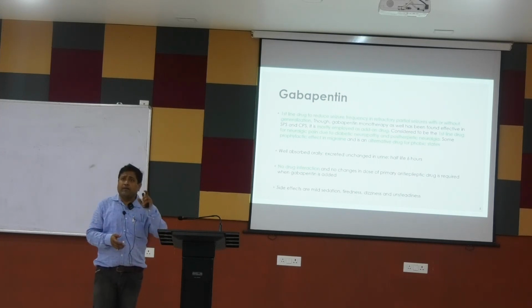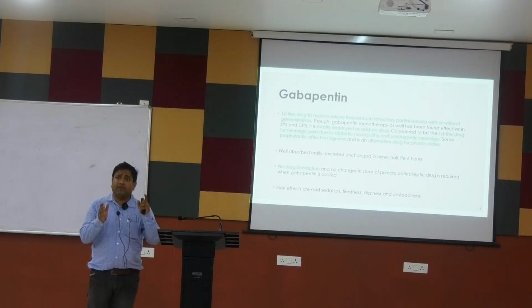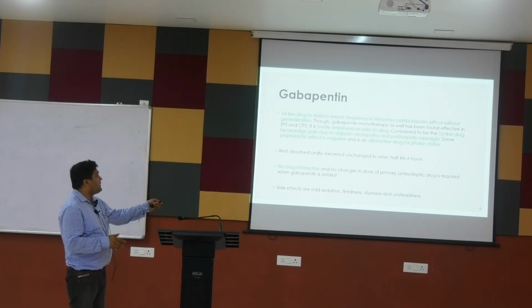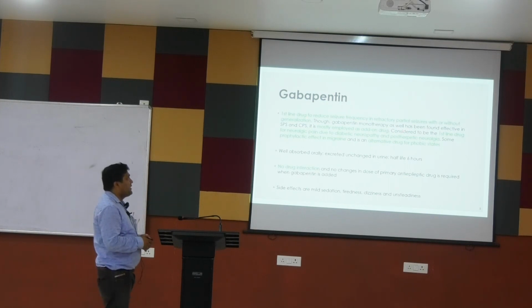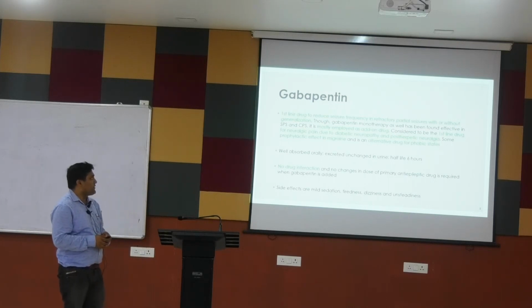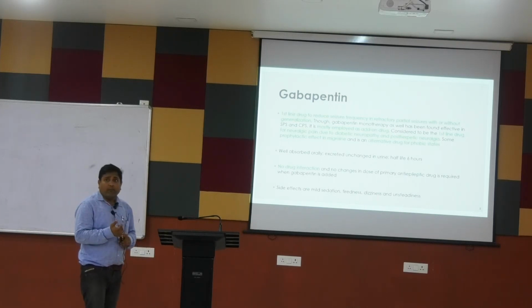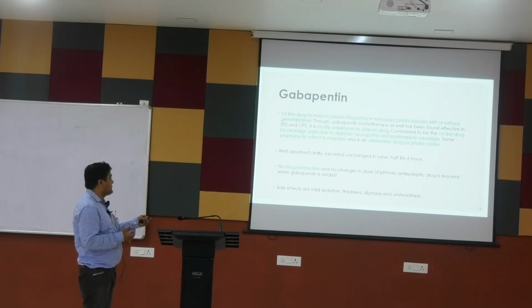Refractory means when the first line drug is not working and the seizure keeps persisting, then we can think of it. So, it's the first line drug to reduce seizure frequency in refractory partial seizure with or without generalization. It is effective in both simple partial seizure and complex partial seizure and also in GTCS.